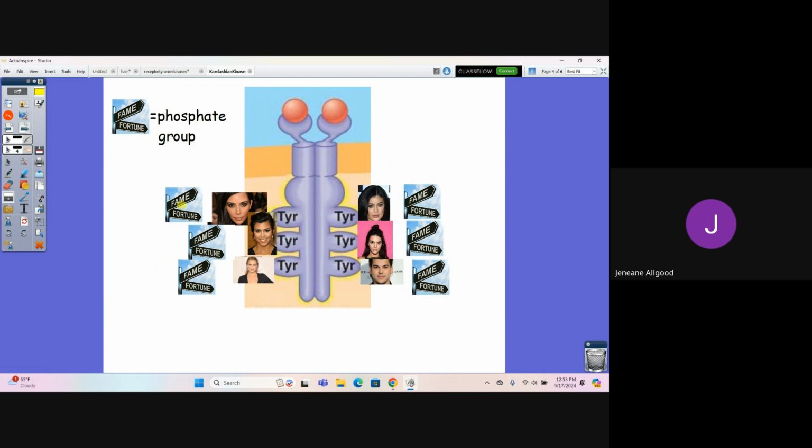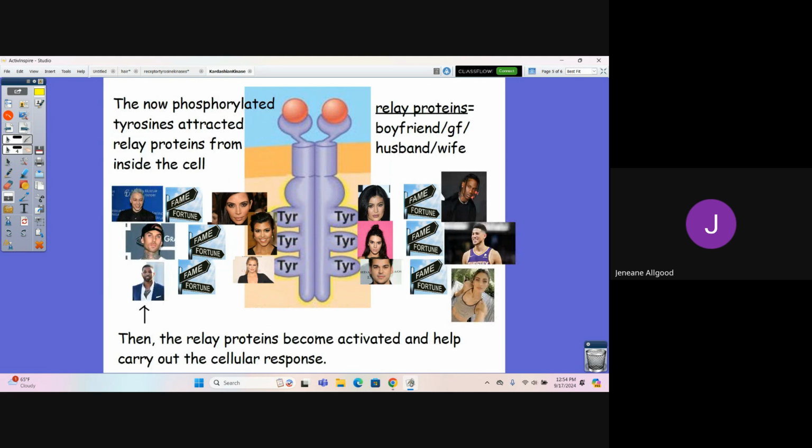Okay. So now that these tyrosines are phosphorylated, what should happen next? What does that attract? Not that it's another R word. Those relay proteins, right, from inside the cell. So guess who the relay proteins are going to be? That's going to be their significant others. And I don't know how outdated this is, so forgive me. It's probably really outdated on your sheet.